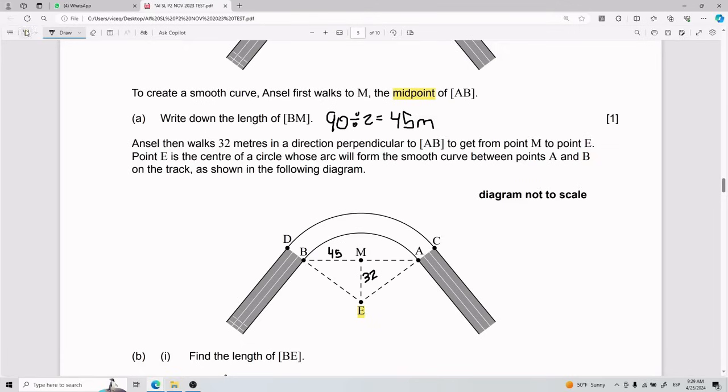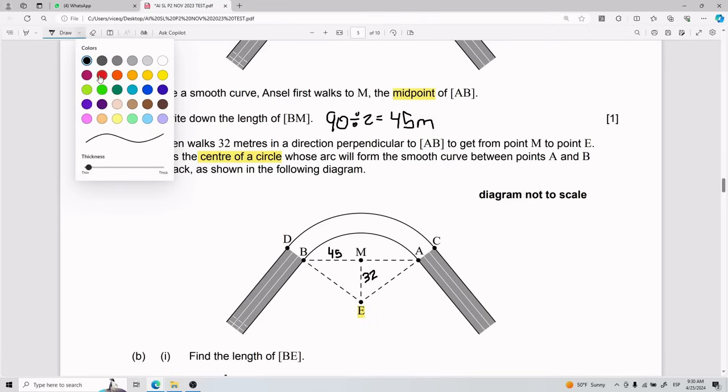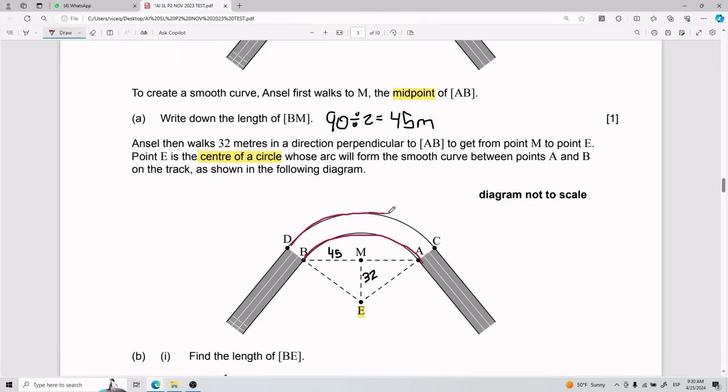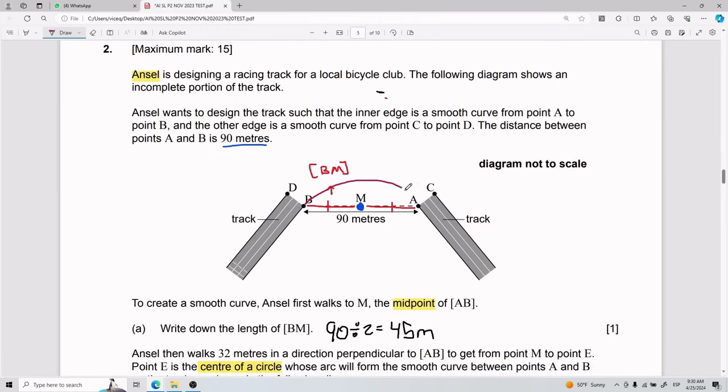Point E, they also tell us, is the center of a circle whose arc will form the smooth curve between points A and B on the track, as shown in the following diagram. So these lines that I'm now putting in, in purple, from here to here and here to here, are sort of what I drew earlier, okay? And what the problem is telling you is that, to generate this arc, technically this comes from a full circle, mathematically. And the center of that circle is right here on point E.